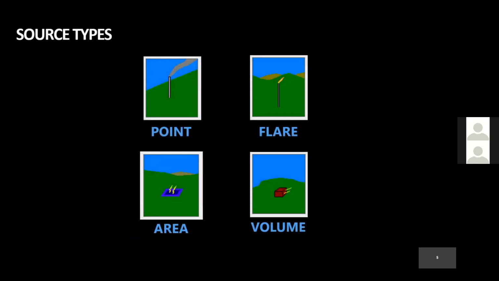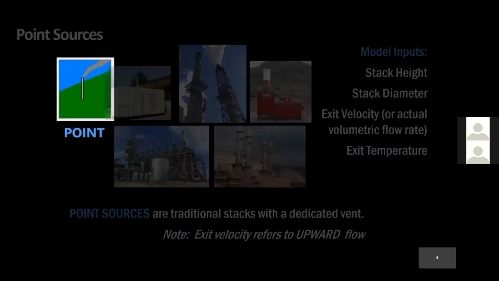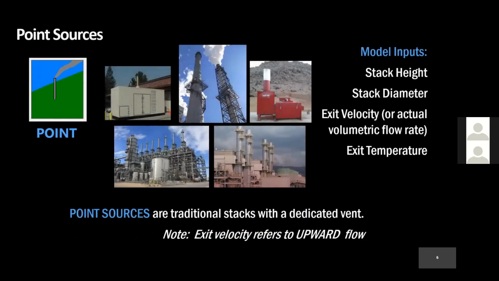Okay, if you're going to run SCREEN3, you have to choose between one of these four types of sources: a point source, a flare, an area source, or a volume source. What's a point source? Point sources are traditional stacks with a dedicated vent. I have some pictures here of some typical point sources.